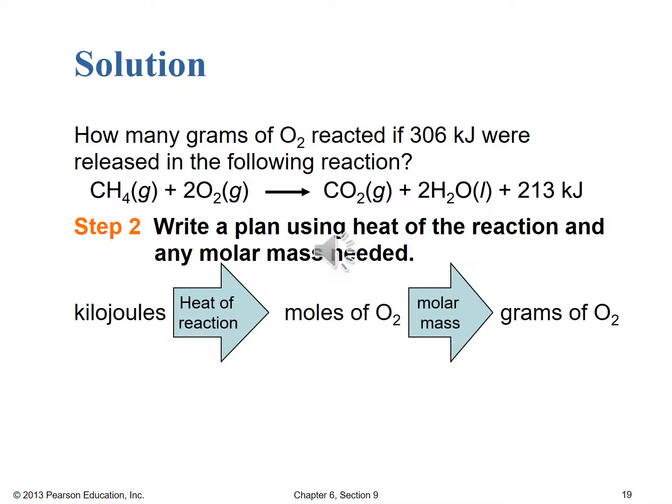All right, so moving on to step 2, we'll write our plan using heat of reaction and molar mass. And obviously, since we're ultimately looking for a mass value of oxygen, we'll need to use at least the molar mass of O2, diatomic oxygen, one of our 7 diatomic molecules. So we'll start in the kilojoules of heat released. We'll use the heat of reaction to find the moles of O2, and then finally we'll use that molar mass value to get moles of O2 converted into grams of O2.